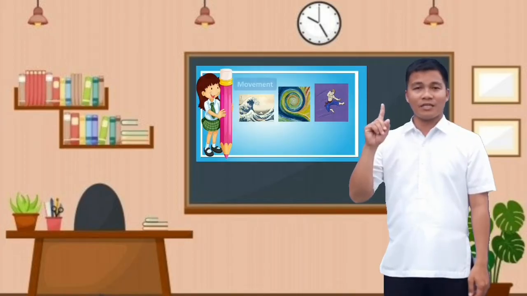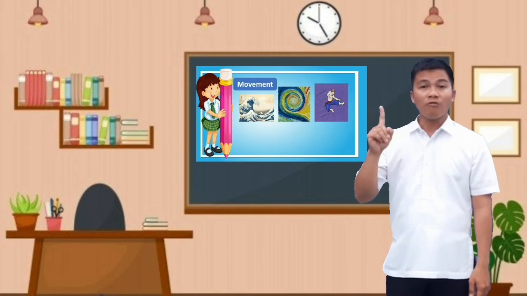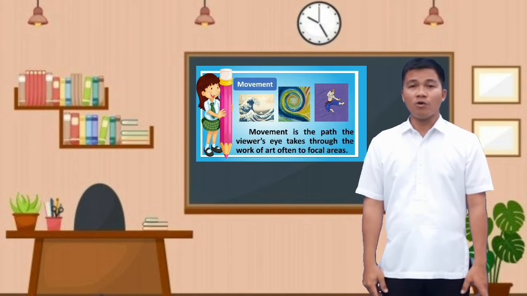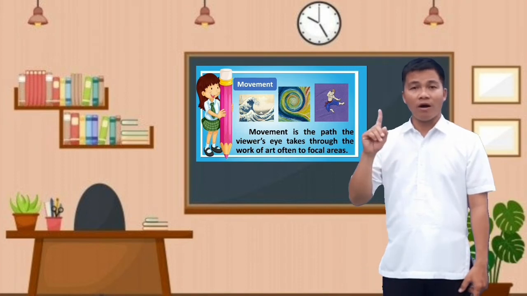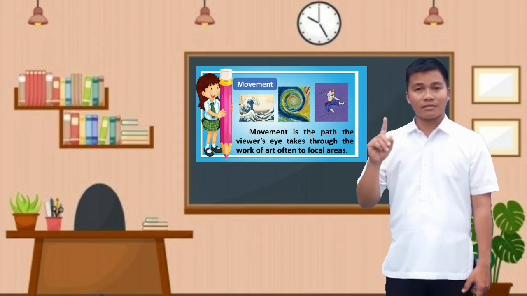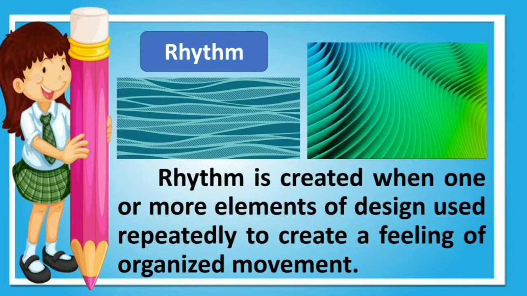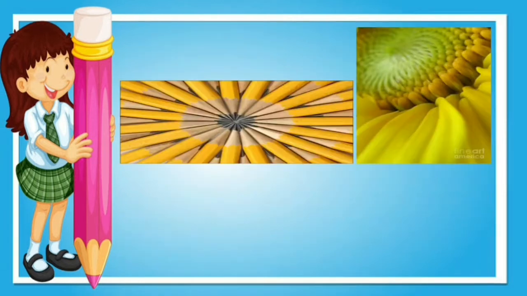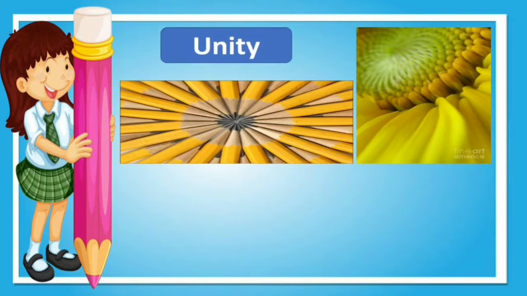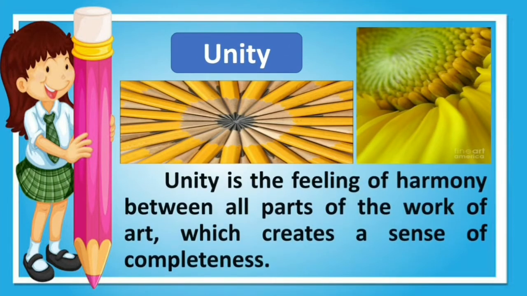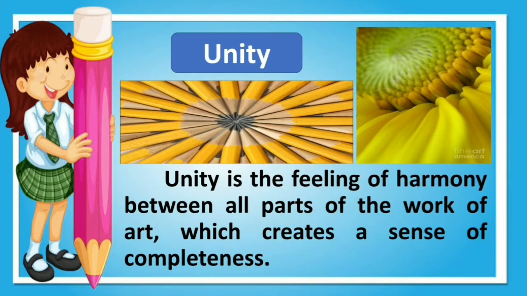Number 6 is movement. Movement is the path the viewer's eye takes through the work of art, often to focal areas. Number 7 is rhythm. Rhythm is created when one or more elements of design are used repeatedly to create a feeling of organized movement. Number 8 is unity. Unity is the feeling of harmony between all parts of the work of art, which creates a sense of completeness.